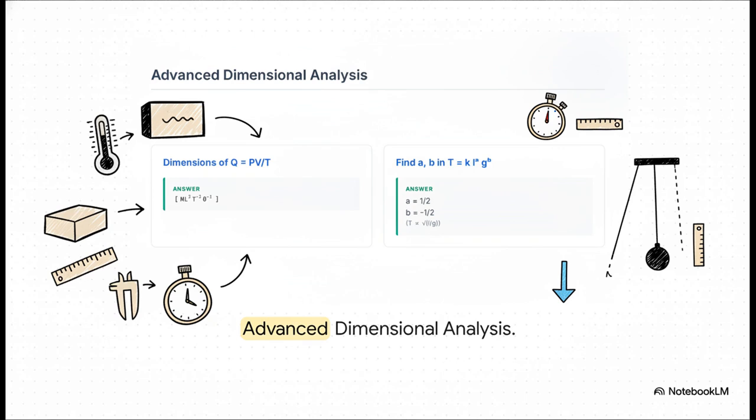Now consider a puzzle like finding the unknown variables A and B in a time period equation for a pendulum. By balancing the dimensions on both sides, we deduce that A must be exactly 1/2 and B must be negative 1/2. Think about that for a second. We are literally deriving the formula from scratch just by making sure the universe's units balance out.